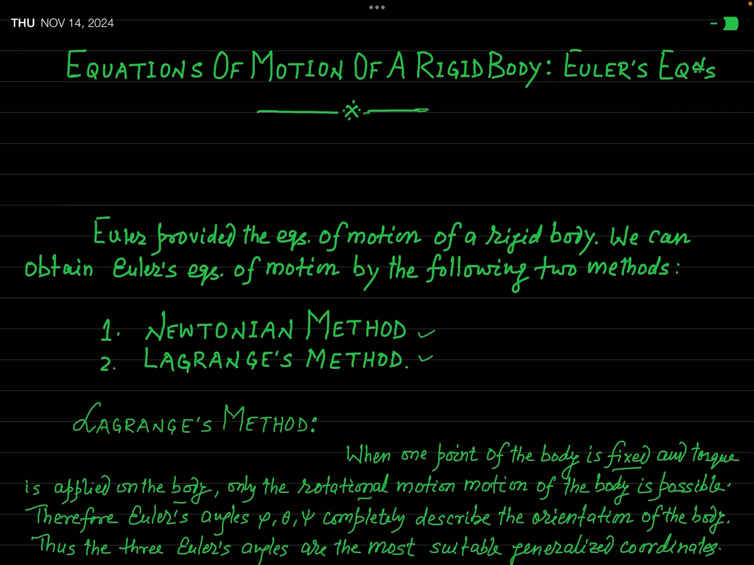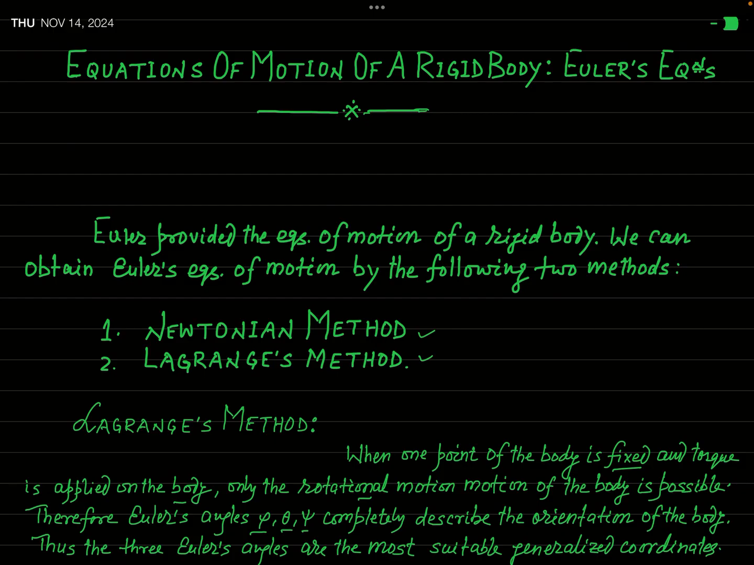In the case of rotational motion of a rigid body, the three suitable generalized coordinates are Euler's angles, which are denoted by the symbols phi, theta and psi. You have already discussed this. In the case of rotational motion of a body, the most suitable candidates for the generalized coordinates are Euler's angles, because these angles phi, theta and psi completely describe the orientation of the body which rotates.